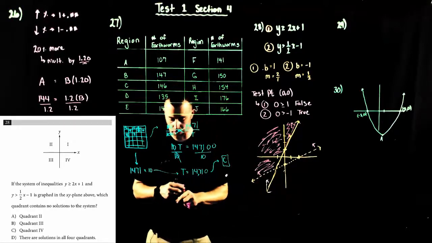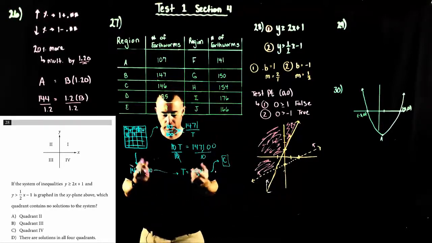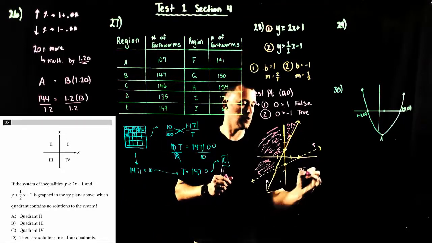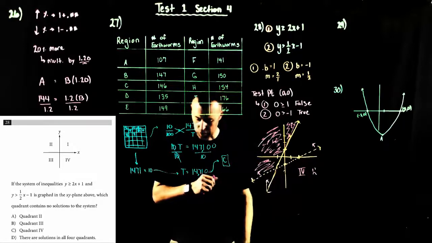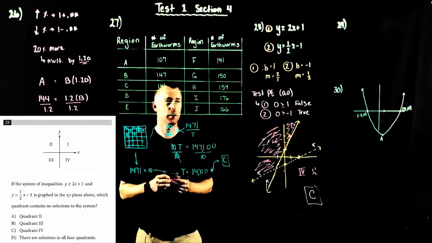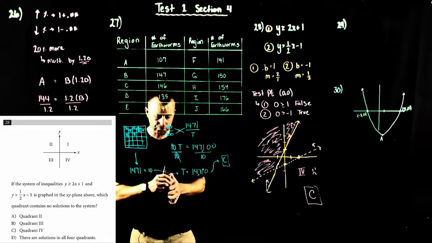So we're looking for the answer that says which of the following quadrants contains no solutions. That's going to be quadrant 4. Quadrant 4 has nothing, so they're sad. So that's going to be answer choice C. That's quadrant 4, and that's the answer to number 28.